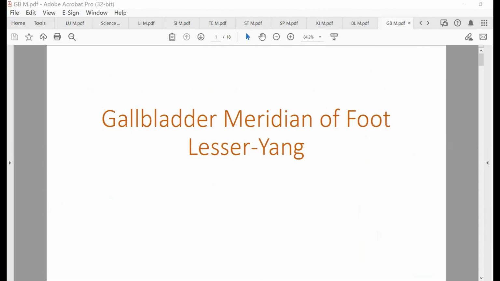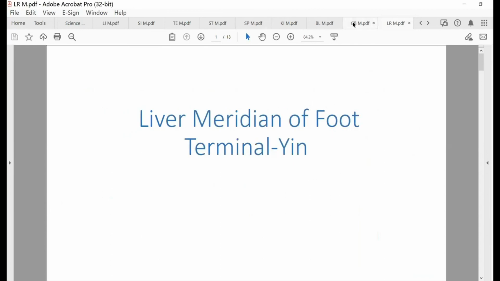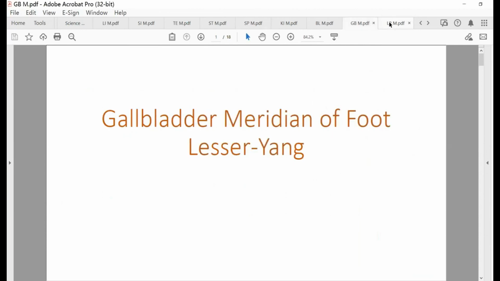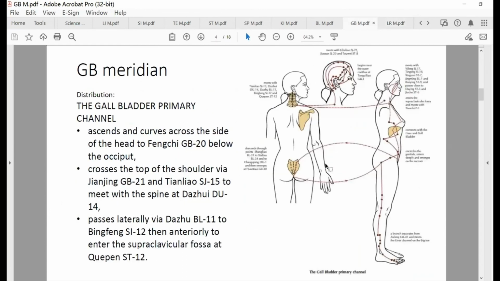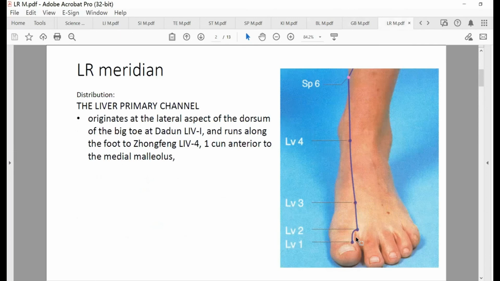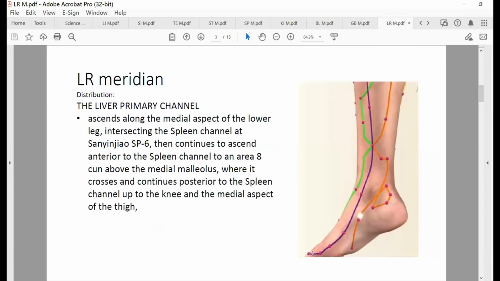Gallbladder, and the liver. Right, they are a pair, interiorly, exteriorly related with each other. Yeah, gallbladder. Right, the gallbladder is the yang meridian, the yang part, right, the lateral side. And the liver meridian, right, so here. Right, the green one. The green one.